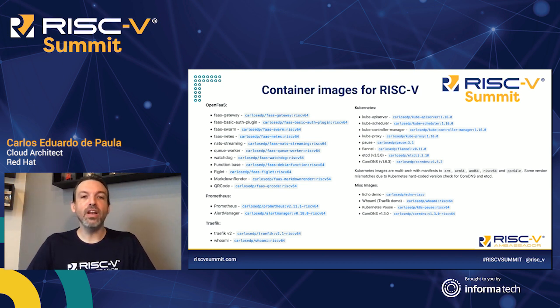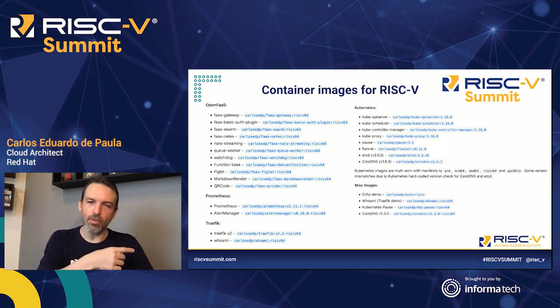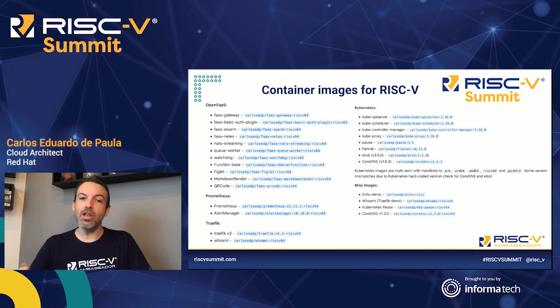I have a lot of container images already built for RISC-V, so you can check on Docker Hub. These came from the Bring Up project. I already have OpenFaaS, the function as a service platform, Prometheus, a monitoring platform, Traefik, the ingress for receiving traffic, Kubernetes itself, and many other images like the Echo demo and CoreDNS. A lot of the images are already multi-architecture, so they run on ARM, AMD, RISC-V, and PowerPC. So the idea is, like I said, having one image able to run anywhere.